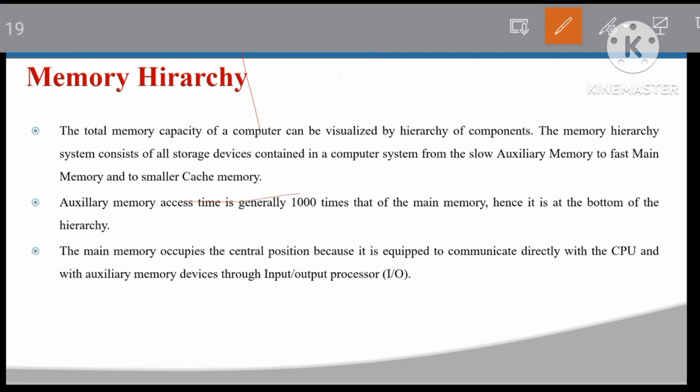Next, the main memory occupies the central position because it is equipped to communicate directly with the CPU and with the auxiliary memory devices through input output processors. As we know from the input output peripheral organization, each input and output organization has a separate processor.